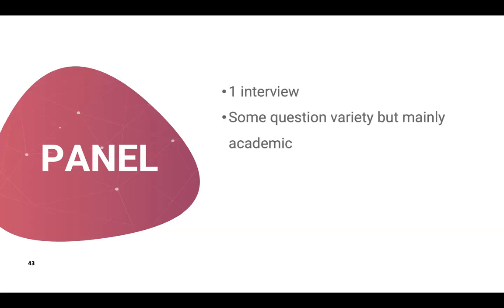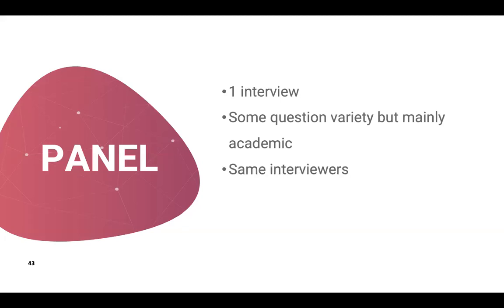So, different types of interview. The first type is a panel. That's a very traditional interview approach, where you have one interview with three different interviewers. There's some level of variety in the questions, but they mainly tend to be academic, like why medicine, why this university, tell me about this medical topic. So it'll be very academically inclined.